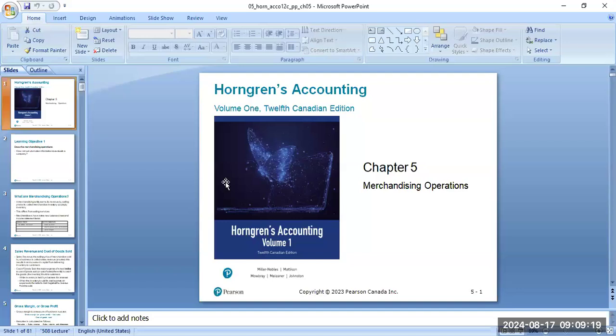For the merchandising operation, obviously, in order to sell something, you have to purchase it. So whatever you purchase, that's what you can sell. Today we're going to see how we do accounting for merchandising companies. And the last one, that will be the manufacturing company.